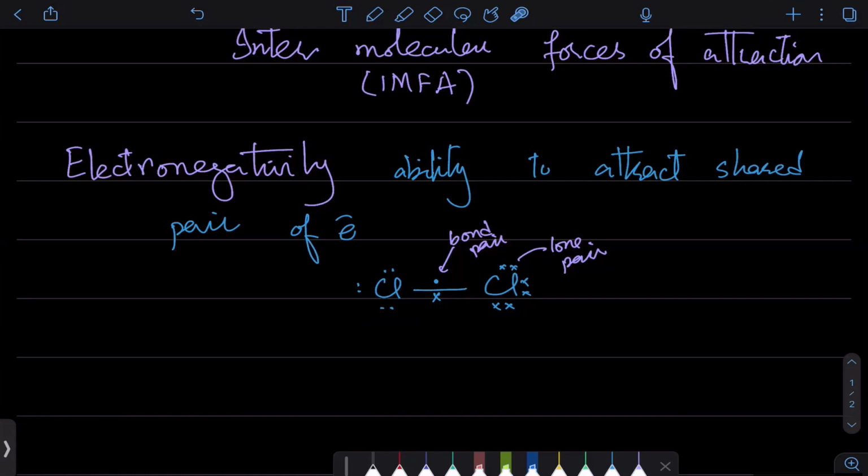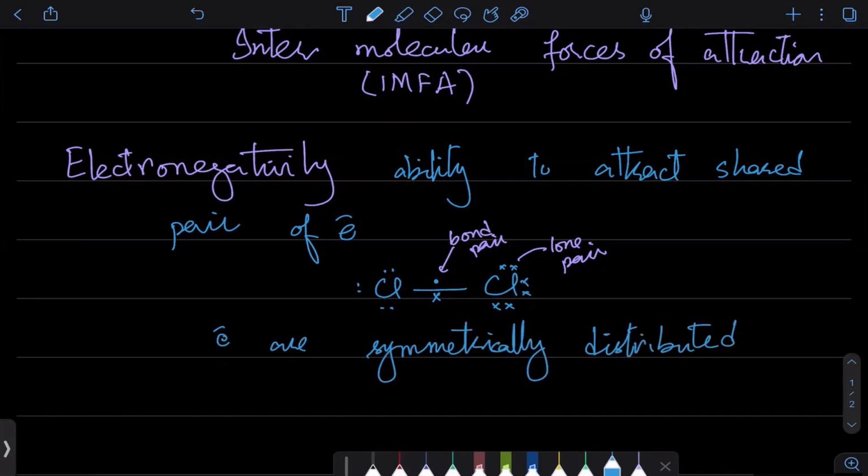They have the same shielding because they both have two internal shells actually. This electron is in the third shell. So they have the same shielding, they have the same attraction. So the attraction and repulsion are all the same. So that means the sharing is symmetric. The electrons are symmetrically distributed. Okay, so that is when you have equal electronegativity.